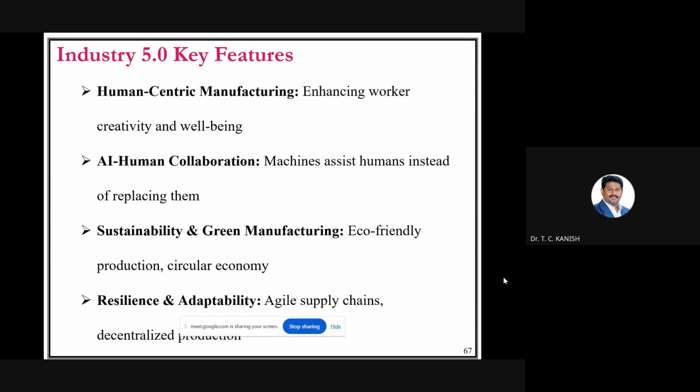These are the key features: human-centric manufacturing, AI-human collaboration, sustainability, green manufacturing, adaptability. These are all the areas where we can start work now, and once you are working, we can get some papers in the future.